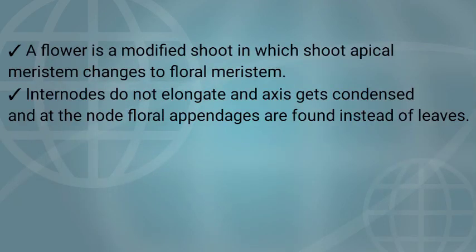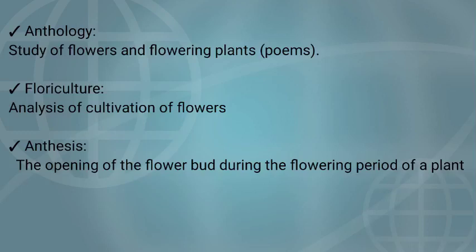A flower is a modified shoot in which the shoot apical meristem changes into floral meristem. Internodes do not elongate and the axis gets condensed, and at the nodes floral appendages are found instead of leaves. Anthology: the study of flowers and flowering plants, particularly poems on flowers, is called anthology. Floriculture: the cultivation of flowers is called floriculture. Anthesis: the opening of the flower bud during the flowering period of the plant is called anthesis.